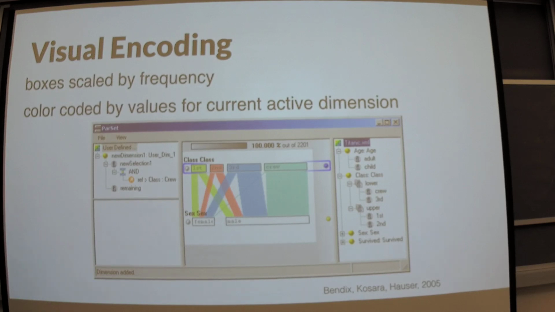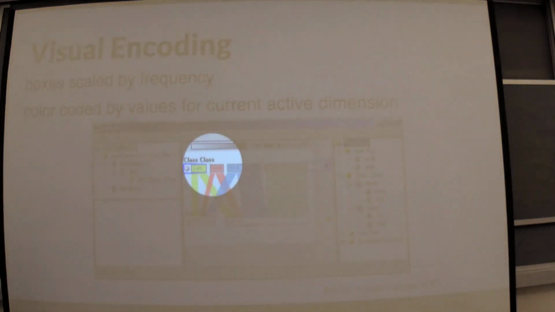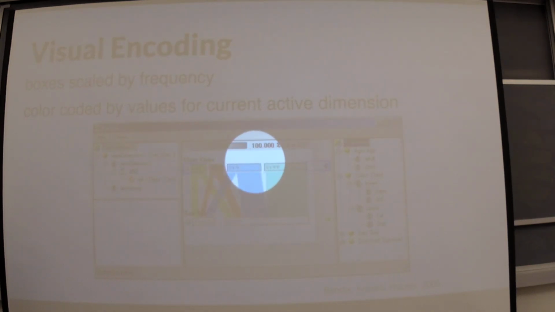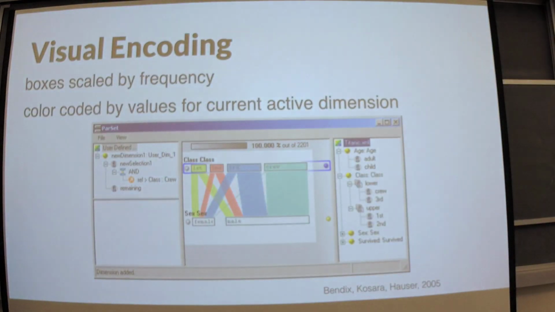So basically this shows us here we have not a lot of second class passengers, a little bit more first class passengers, but the most third class passengers, and actually a fairly sizable amount of crew here. And then we do this for each dimension. Here we have class, and then down here we have sex. And then we see the relationships.